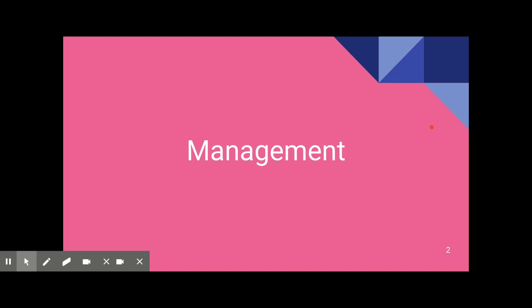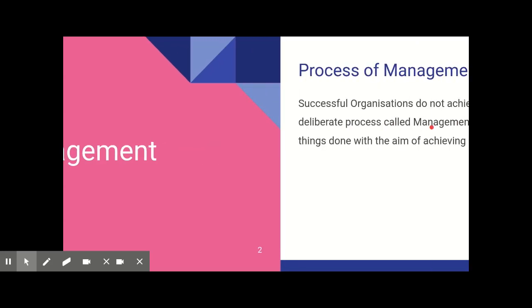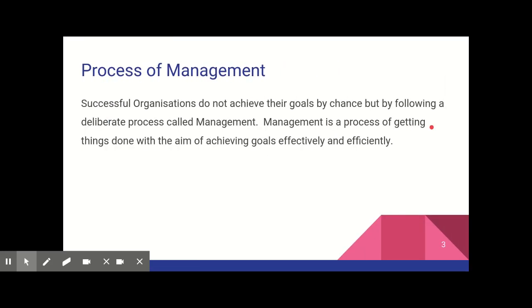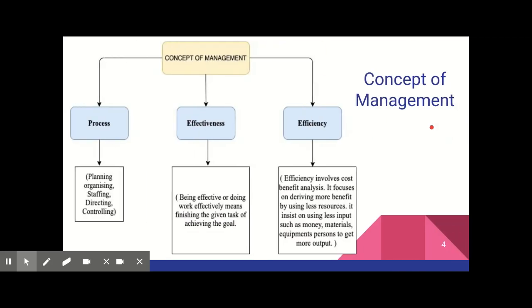There is a difference between an efficient organization and an inefficient organization. An efficient organization has efficient management. An inefficient organization is because of lack of managerial personnel or poor management. So, what is management? Management is a process of getting things done with the aim of achieving goals effectively and efficiently. We can understand this concept by this pictorial representation.